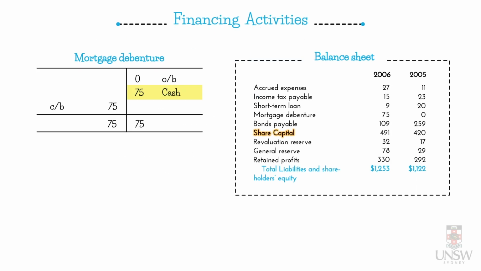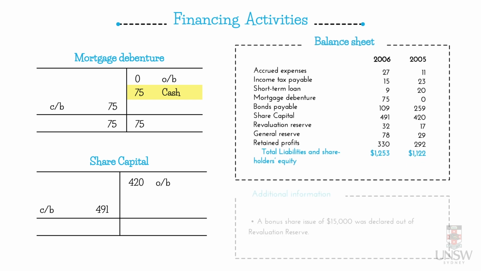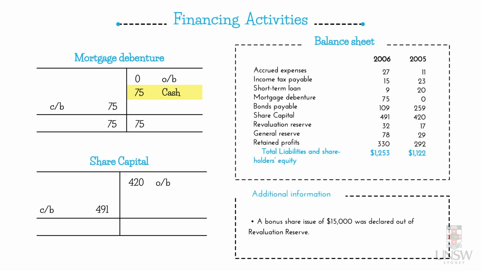Now we can look at the share capital account. We're interested, have there been any share issues for cash during the period? So we set up the share capital T account, opening balance of 420, closing balance 491. Now we did have a bonus issue during the period. That was not for cash, but we need to put that in. We put in the bonus issue on the credit side, 15. So we can now solve, did we have any share issues for cash?